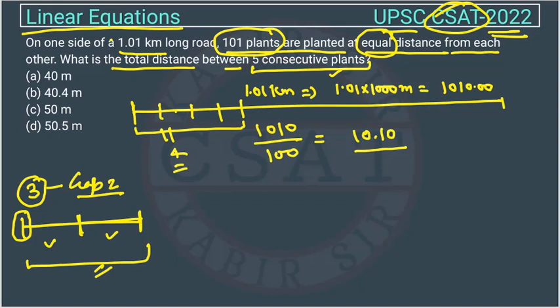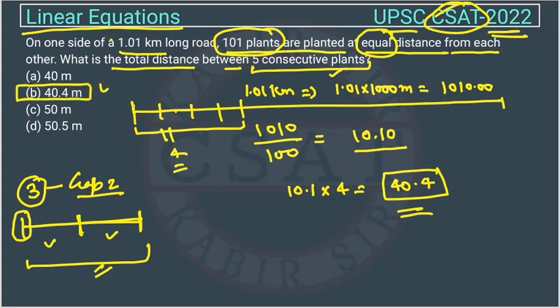So otherwise you can add them all, otherwise you can multiply it with 4. So it will come out 40.4, right? So this is the total distance between 5 consecutive plants, right? So option B will be the correct answer, right?